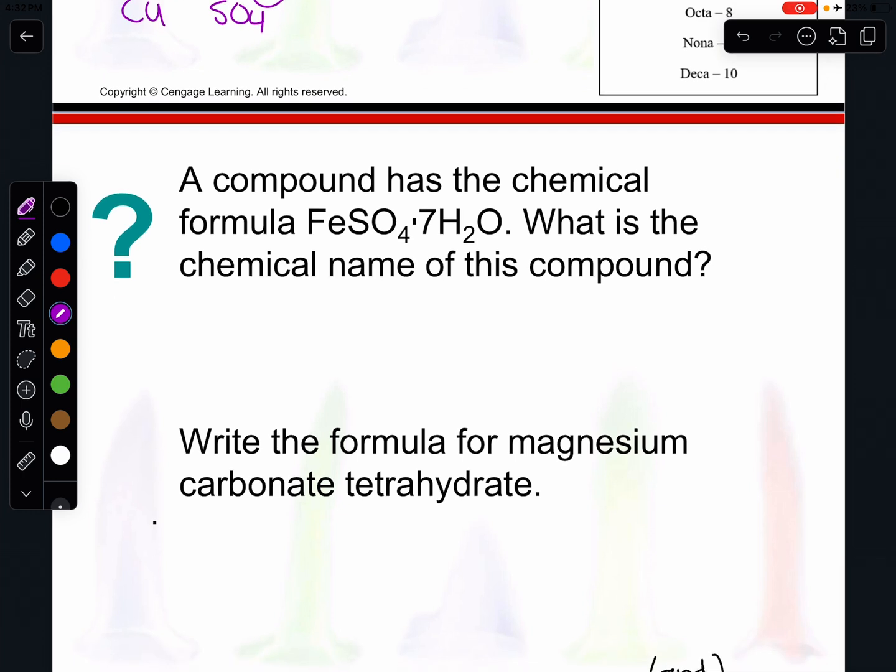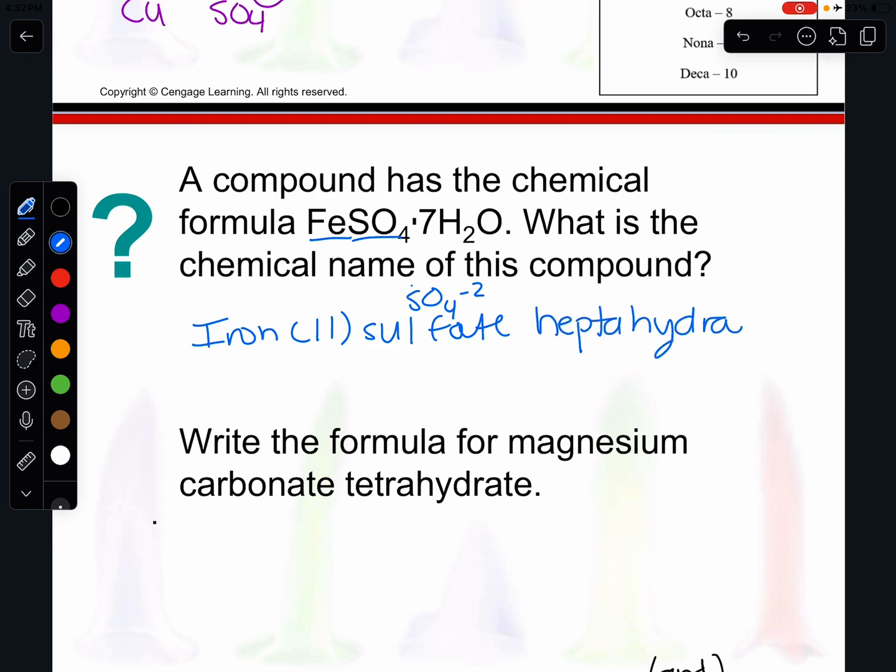So let's go ahead and do an example here. A compound has the formula FeSO4, 7H2O. What is the name? So we're going to go ahead and do that same thing here. We have Fe. Fe is a transition metal, so you want to look up the charge of SO4. SO4 is the same as the previous example, a -2, so therefore it has to be iron 2 because it crossed out. Sulfate. And again, you don't need the dot when you're writing the name. And then we look at 7. 7 is heptahydrate. Okay, so that is how you name a hydrate.